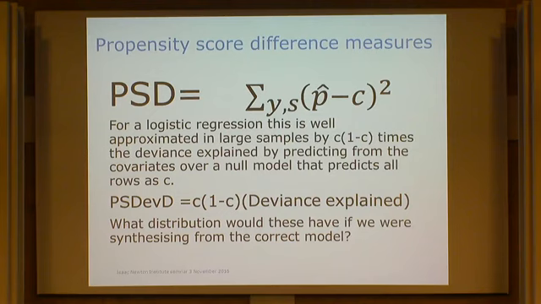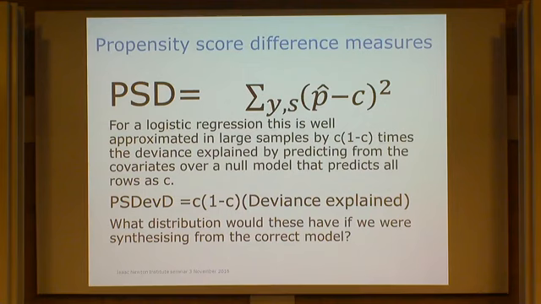It turns out that this is approximated in large samples by a multiple of the deviance explained by the predicted model over a null model that predicts every row as having C. We first noticed that empirically and have now been able to prove it asymptotically. And in fact, you'll see later the asymptotic approximation is very good, and it seems to work quite well even for moderate-sized samples.